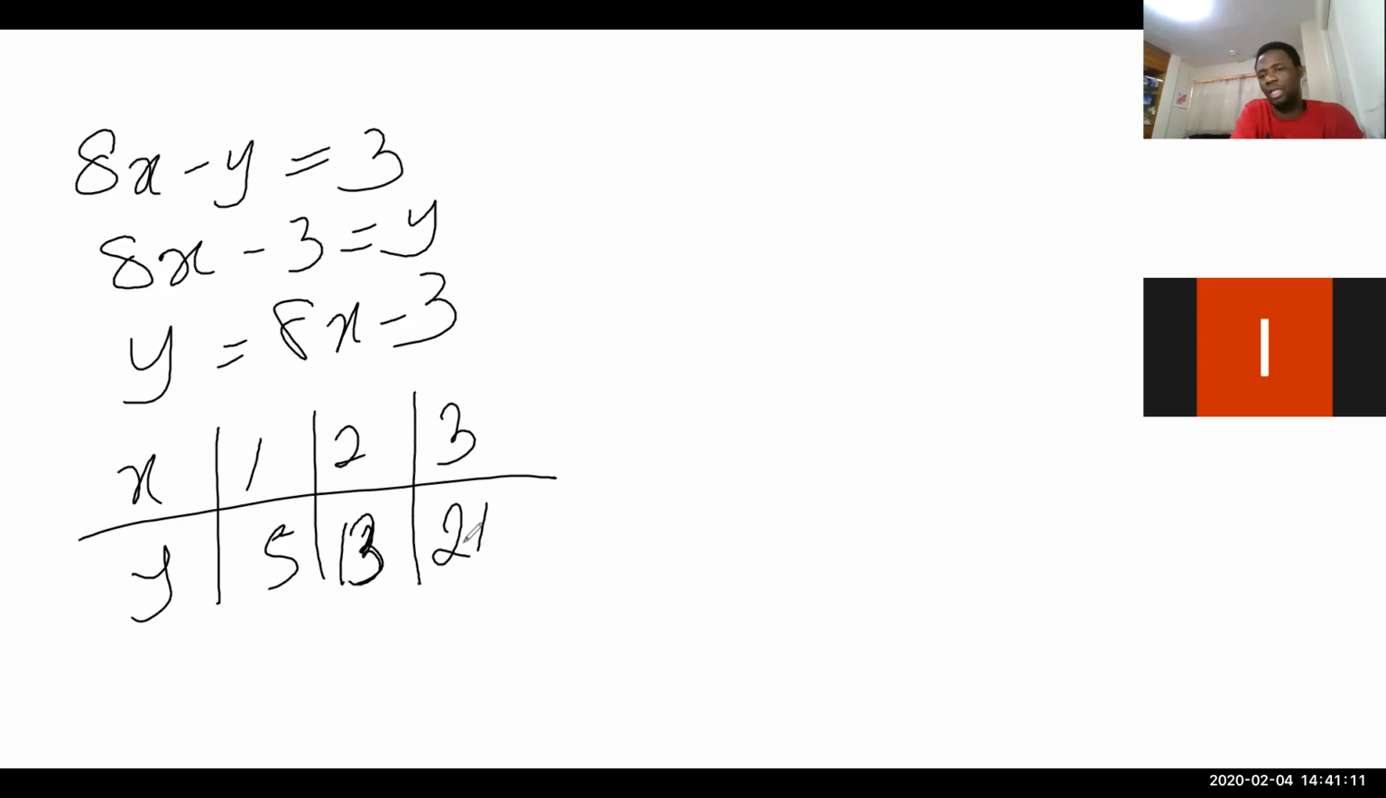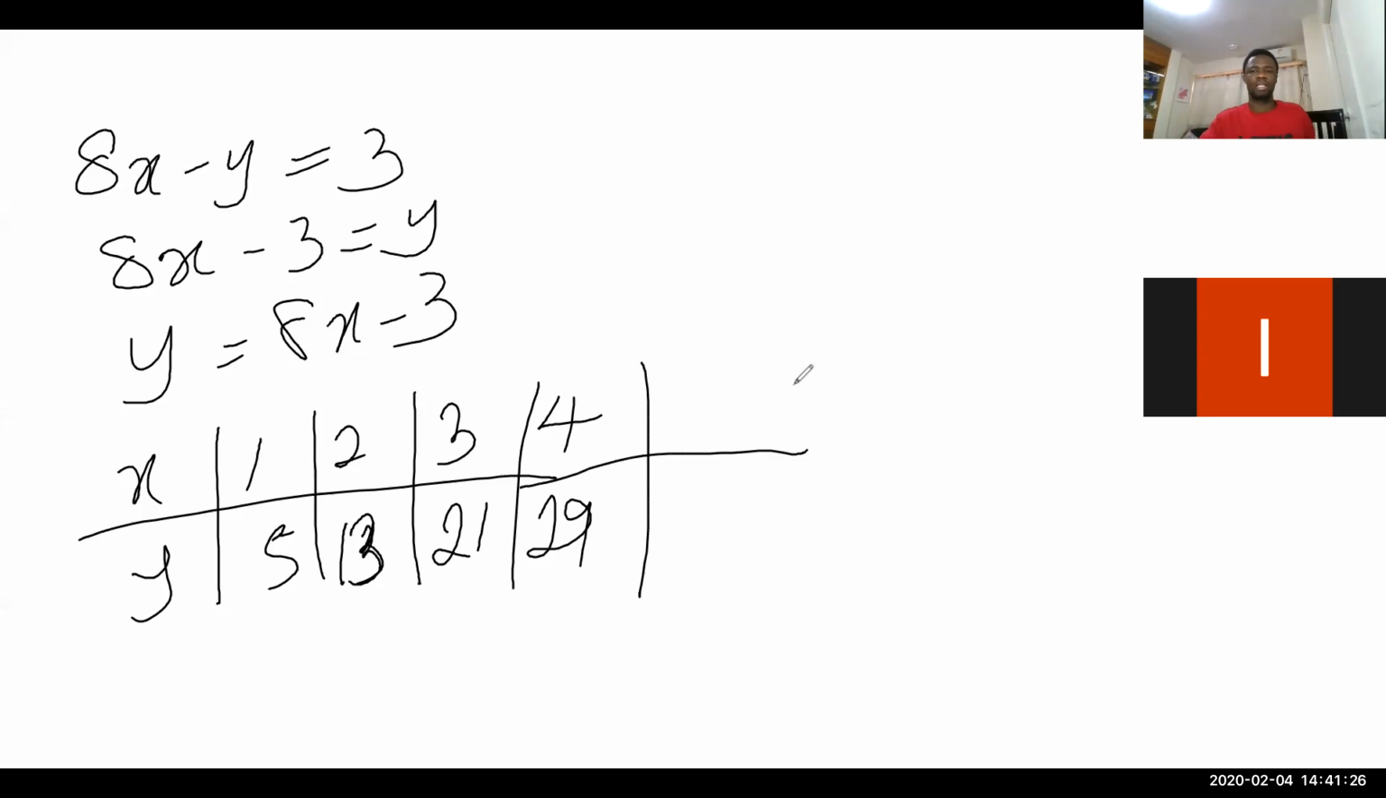So these are the solution sets. When x is 4, that's 32 minus 3, which is 29. So you have all these values, infinitely many of them. Does everybody get that?